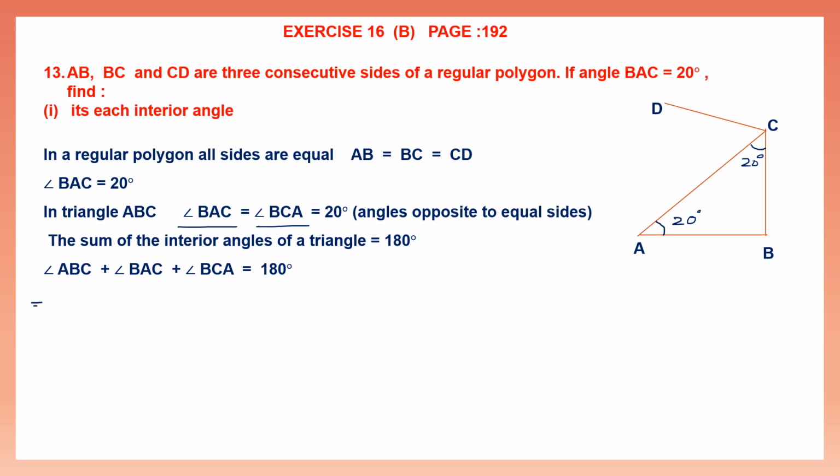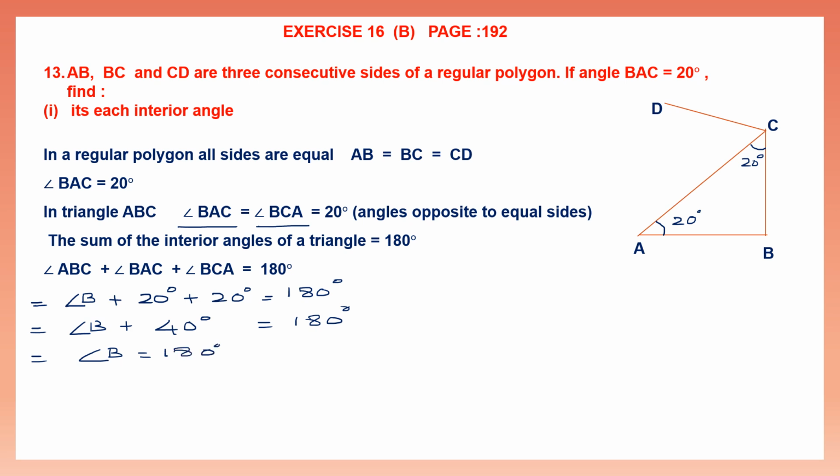So angle ABC is what we are going to find out, or this is also angle B alone. Now how much is angle BAC? It's 20 degrees. Angle BCA is also 20 degrees. Together we must get 180 degrees. So that means angle B plus 20 plus 20, which is 40 degrees, is equal to 180 degrees. So we can easily find angle B now, isn't it? Angle B is equal to 180 degrees minus 40 degrees. So that is equal to 140 degrees.